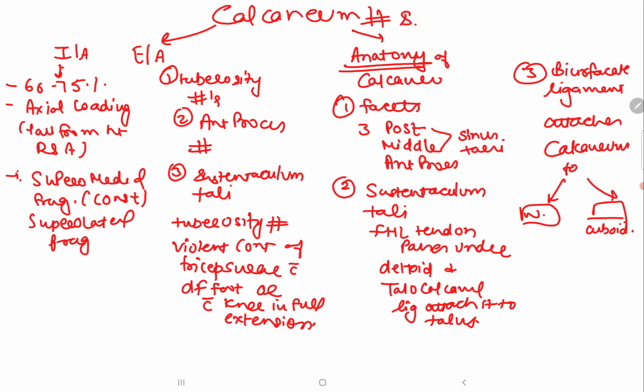So today we will do calcaneum fractures. Firstly, we have intra-articular fractures and extra-articular fractures. In the intra-articular fractures, most commonly fractures occur intra-articular, 66 to 75%. Mechanism of injury is, as you already know, axial loading. It can occur from a fall from height or road traffic accident.